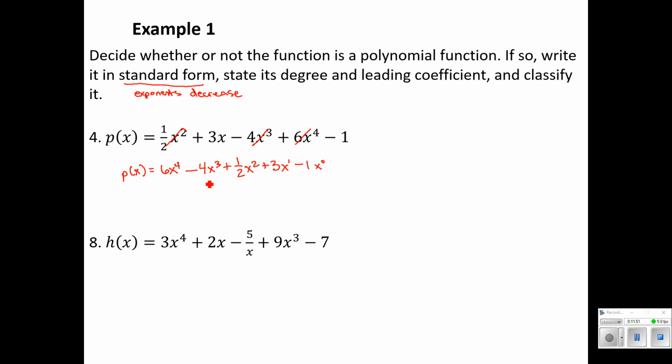That is counting up in integers. So yes, it's a polynomial. And its degree is 4. That's the highest exponent we found. That means it's a quartic function.